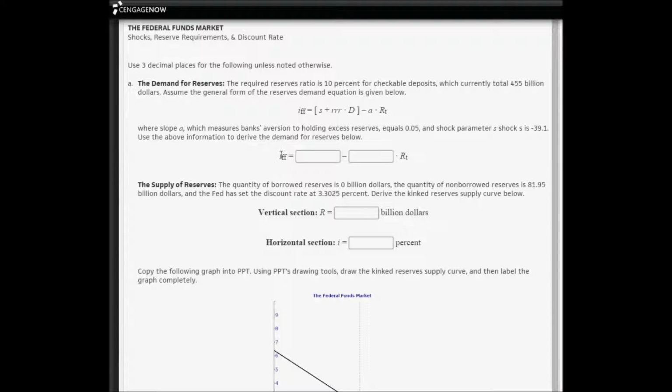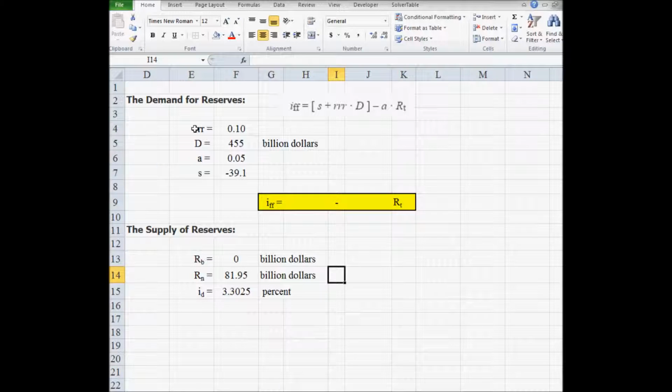After we derive the numerical value of the demand for reserves equation here, we're going to derive the vertical section and the horizontal section of the reserve supply curve, which is a function of borrowed reserves, $0 billion, the quantity of non-borrowed reserves, $81.95 billion, and the discount rate, which is 3.3025%. All the numbers from Cengage now have been pasted into this Excel worksheet.